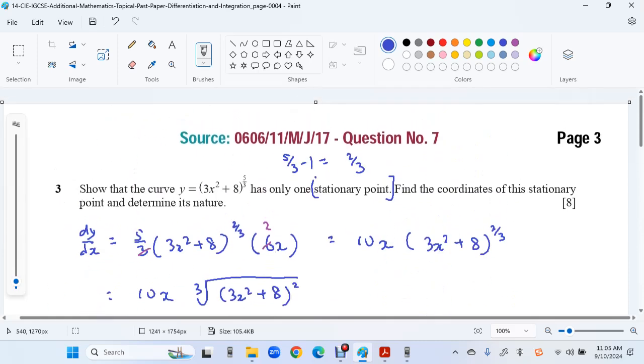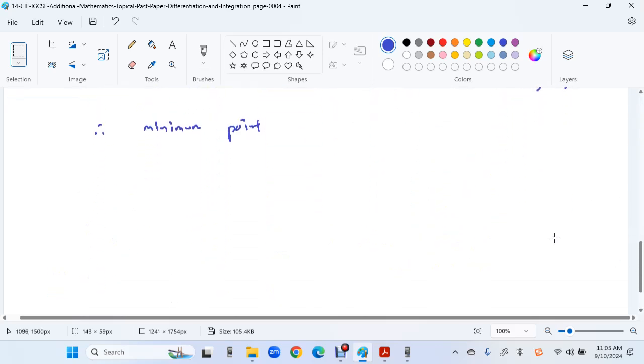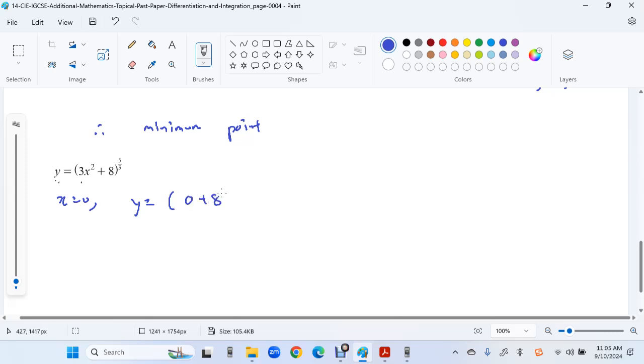So the question asks us to find the coordinates. So when x equals 0, we need to find the value of y. So when x equals 0, y equals 0 plus 8 to the power 5 over 3. So 2 to the power 3, 2 to the power 5: 2, 4, 8, 16, 32. So this is 32, so the point (0, 32). So we know that (0, 32) is the minimum point.